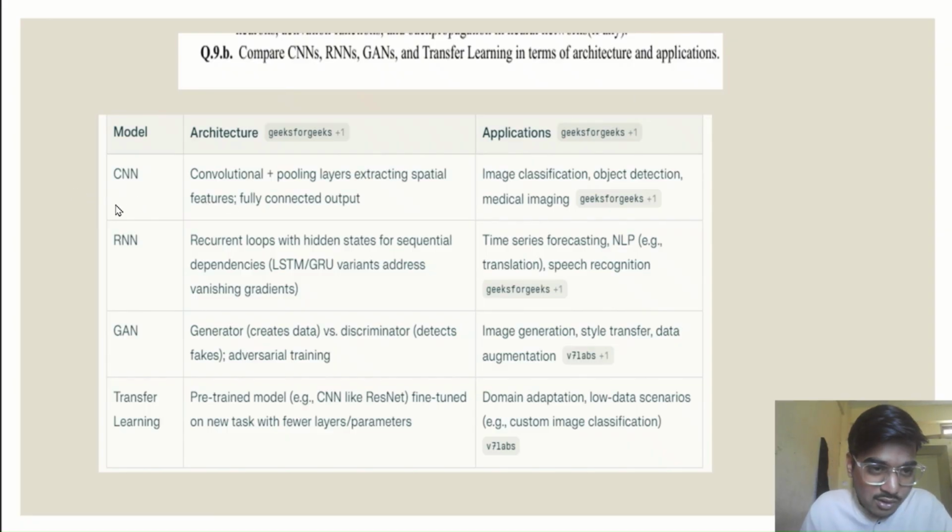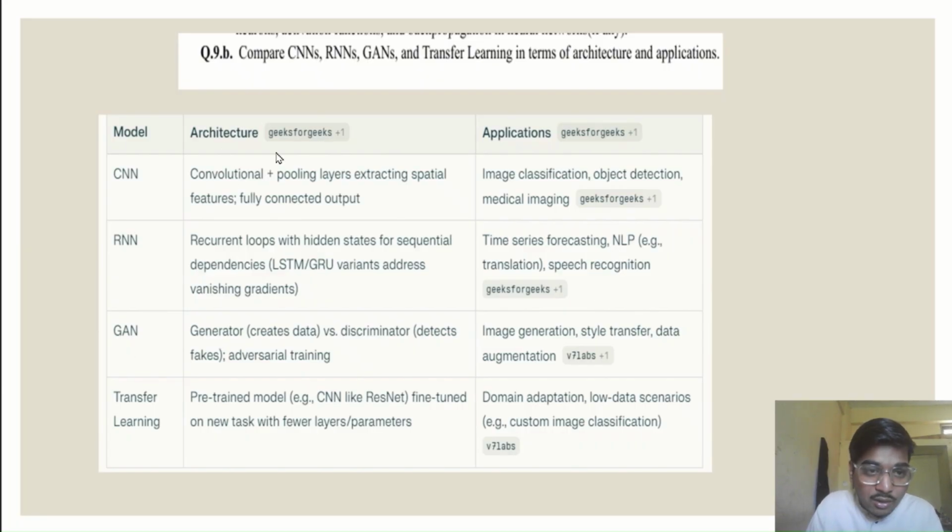So, CNN. The architecture of CNN is convolutional plus pooling layers extracting spatial features. It contains a fully connected output. Application of CNN is in image classification, object detection, medical imaging. The recurrent neural network (RNN) contains recurrent loops with hidden states for sequential dependencies, and LSTM or GRU variants address vanishing gradients. Application of RNN is in time series forecasting, natural language processing, for example translation, speech recognition, etc.